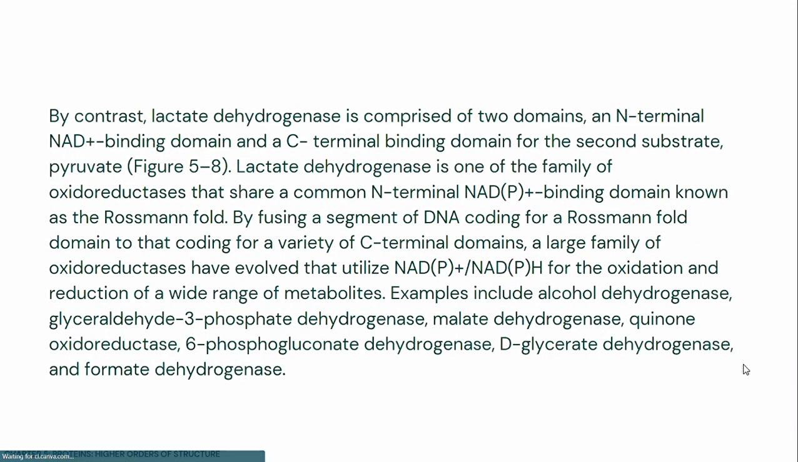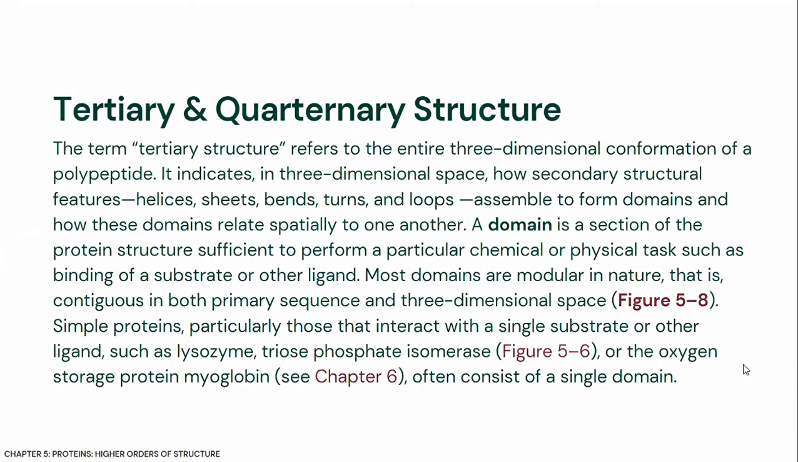All right, the term tertiary structure refers to the entire three-dimensional conformation of a polypeptide. It indicates the three-dimensional space, how secondary structural features like helices, the beta sheets, the bends, the turns, and the loops are arranged. So that's tertiary. So a protein could be only a primary structure, just a string. Like glutathione, which is made up only of three amino acids. So it's just a string, so it's the primary structure.